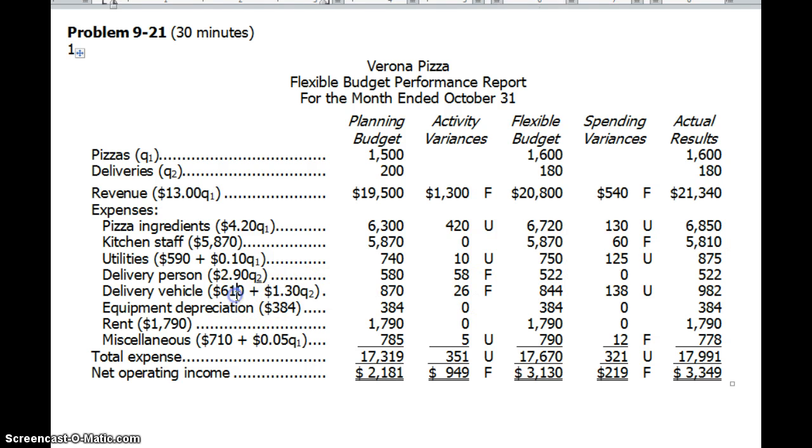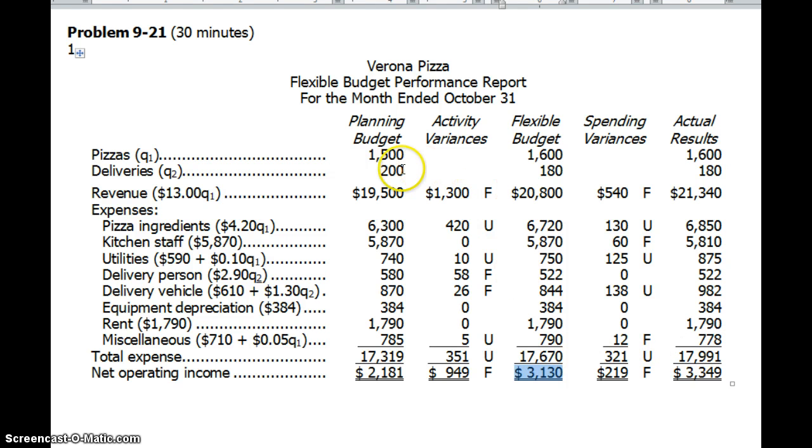Our delivery vehicle is $610 added to $1.30 per delivery. $1.30 times 180. We therefore end up with $844 of a delivery vehicle cost. Our equipment depreciation is $384, it's fixed, as well as rent, $1,790. Our miscellaneous cost is $710 plus 5 cents per pizza sold. We end up with $790 of miscellaneous cost. All told, our flexible budget says that if we sell 1,600 pizzas, we should have $3,130 of profit.